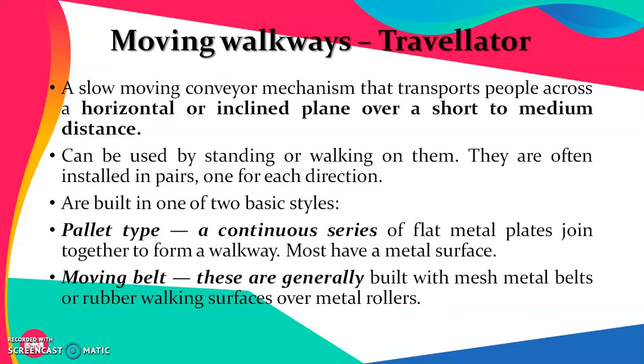One is a pallet type. A pallet type is a continuous series of flat metal plates joined together to form a walkway. They generally have a metal surface. A moving belt type is generally built with mesh metal belts or rubber walking surfaces over metal rollers.